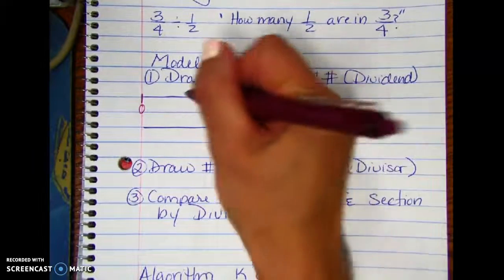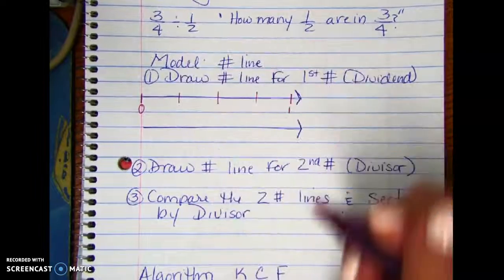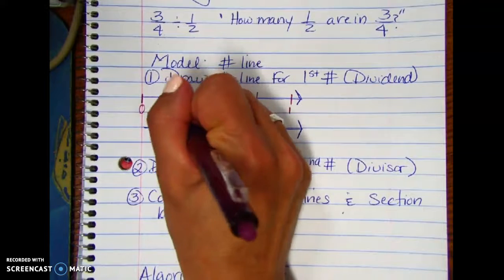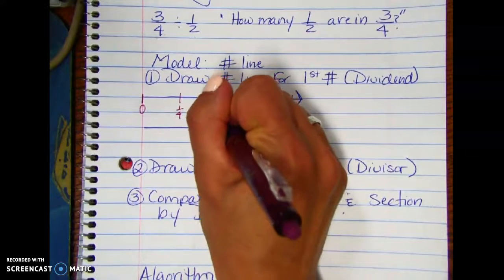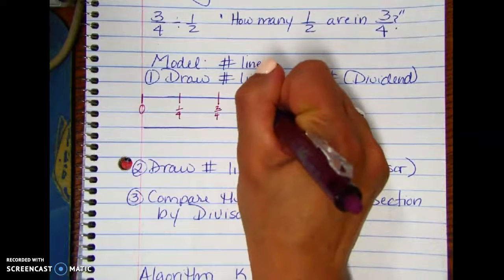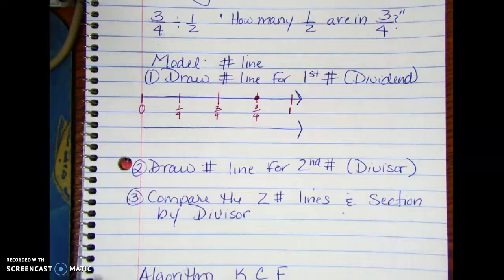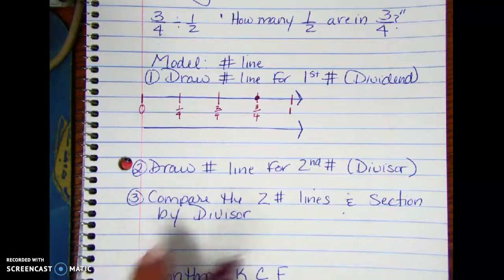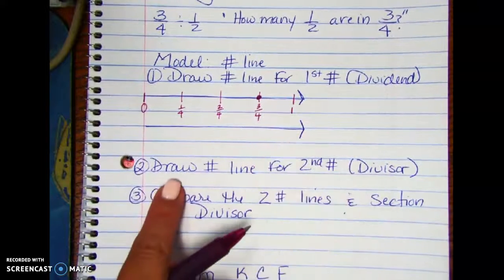So that's a half, that's a fourth, and that's a fourth. And I'm going to label them. And I'm going to plot that line there, because that's going to be important, because that's what's being divided.